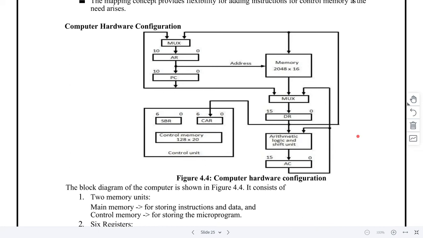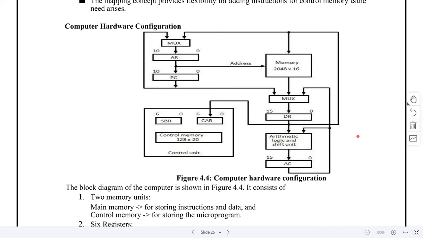Next is control memory. The control memory has two registers, SBR, the subroutine register, and CAR, the control address register. The control memory consists of 128 into 20, so each instruction word consists of 20 bits. SBR and the control address register consist of only 7 bits. 2 to the power of 7 is equal to 128, so 7 bits are required to specify the address.